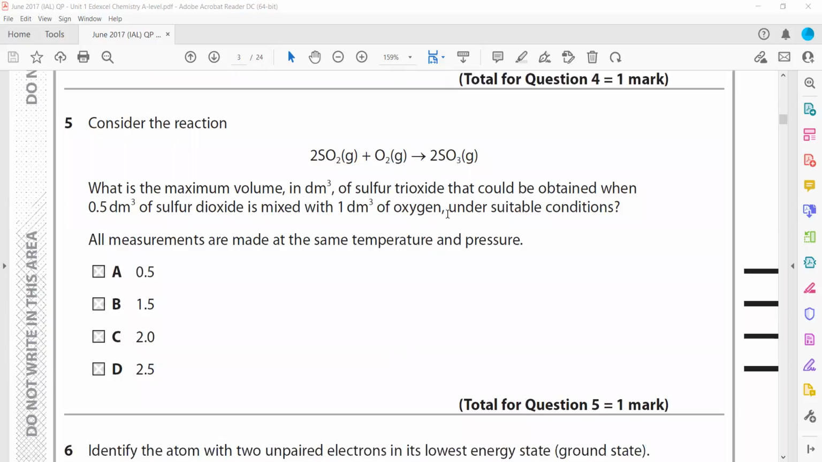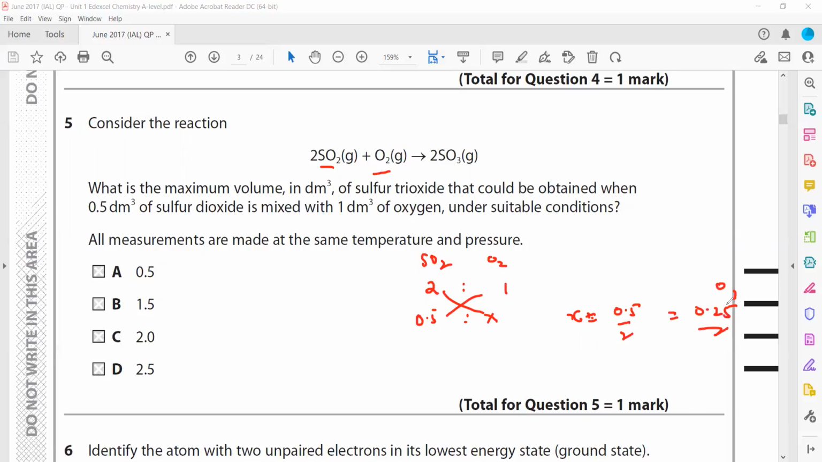Then consider the reaction. What is the maximum volume in decimeter cube for sulfur trioxide that could be obtained when 0.5 dm cube of sulfur dioxide is mixed with 1 dm cube of oxygen? So you should first identify the limiting reagent, because using the limiting reagent you can work out the product. The ratio between sulfur dioxide and oxygen is 2:1 according to the equation. So if we have 0.5 moles, how many moles of oxygen should be there? X, cross multiply. So X should be 0.5 divided by 2, which is 0.25.